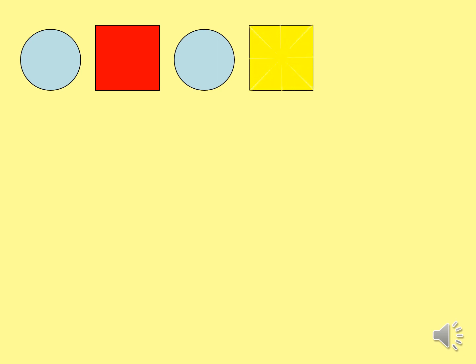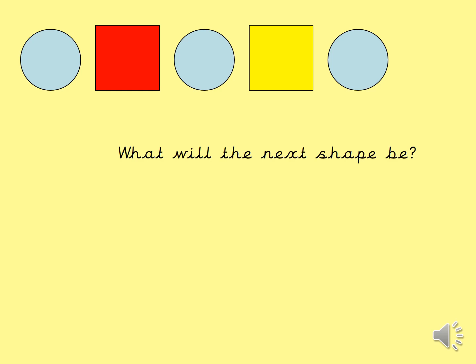Let's try another one. Blue circle, red square, blue circle, yellow square, blue circle. What will the next shape be? Will it be a circle, a red square, or a yellow square? Pause the video and draw your answer. This one was a little bit more challenging. It is a red square that goes next in this pattern.